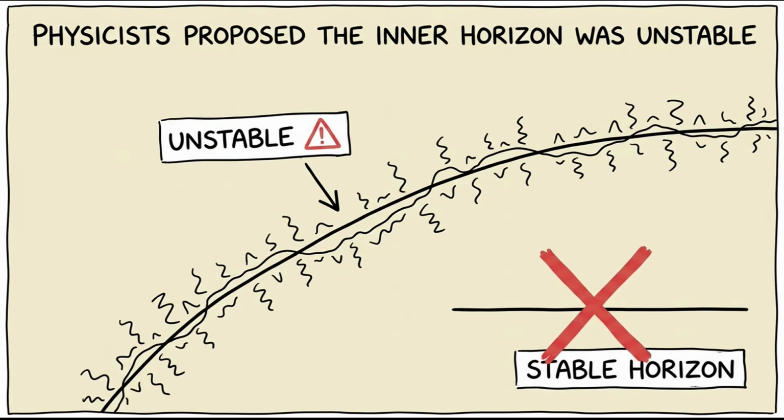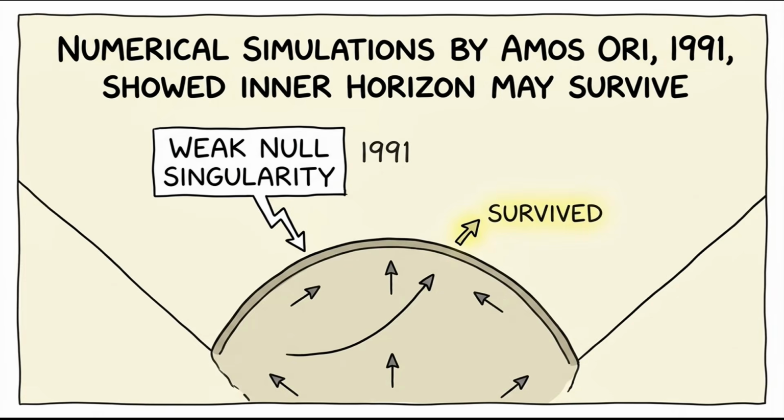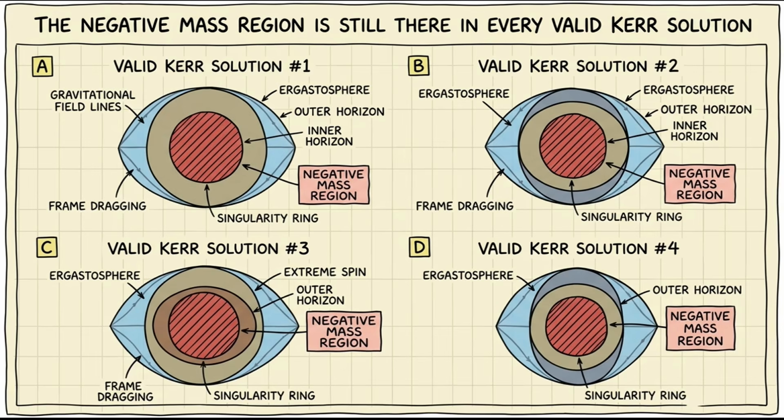Physicists proposed the inner horizon was unstable. Small perturbations would collapse it before anything reached the negative mass region. Werner Israel and Eric Poisson developed the mass inflation instability in Physical Review D in 1990, but numerical simulations by Amos Ori at the Technion in 1991 showed the inner horizon might survive as a weak null singularity. Objects could still cross. The negative mass region is still there in every valid Kerr solution the mathematics permits.